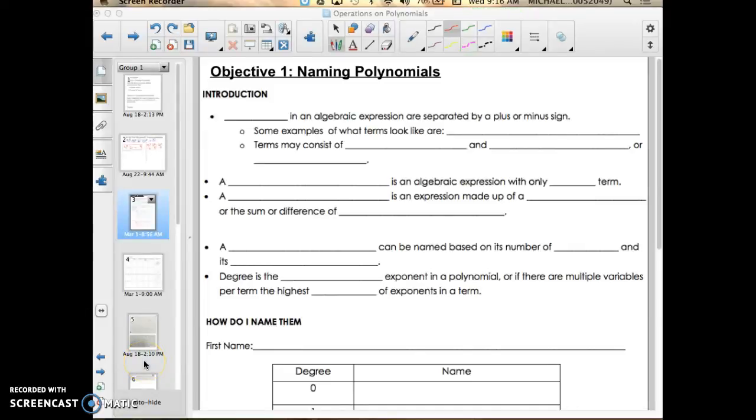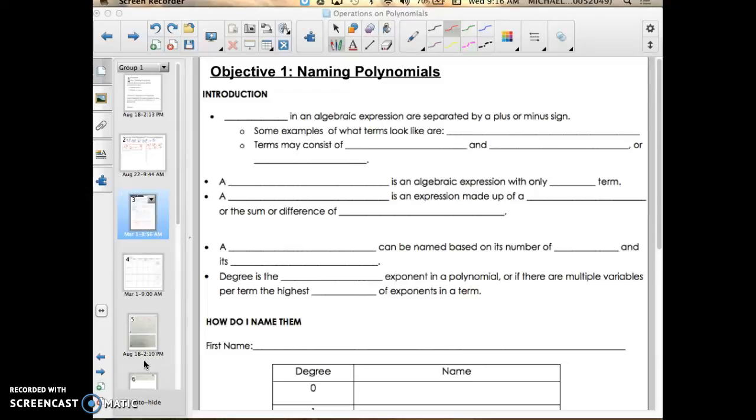Objective 1, naming polynomials. In Module 4, you'll be working with a variety of different polynomials, so it's very important to understand how to classify or name them based on their highest power and the number of terms that exist within the polynomial. To begin, I'm going to cover some guided notes to introduce the topic, so please follow along as I fill in the blanks here.